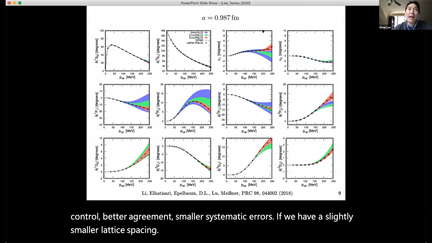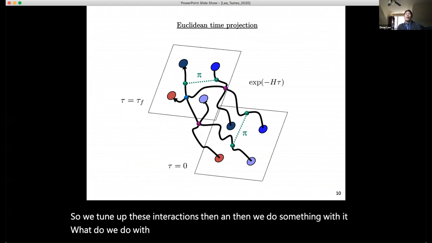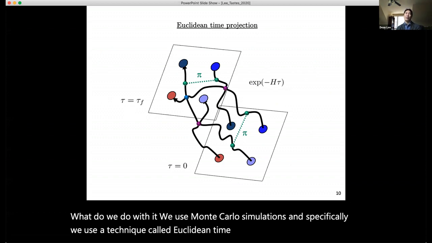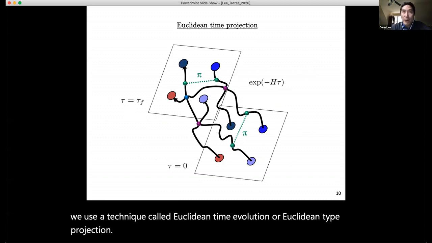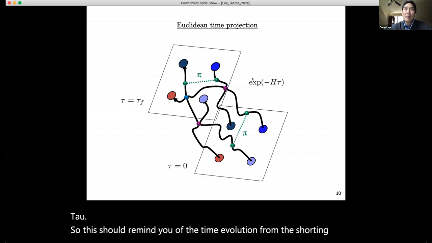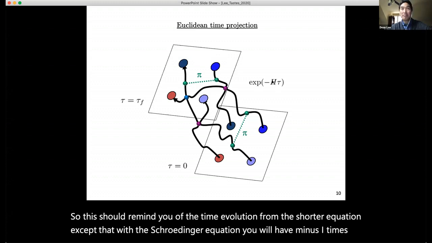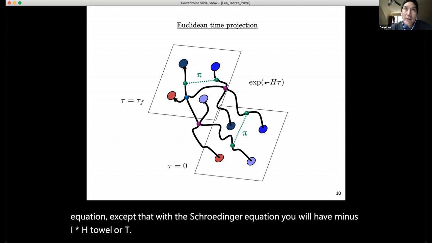So we tune up these interactions, and then we do something with it. What do we do with it? Well, we use Monte Carlo simulations, and specifically we use a technique called Euclidean time evolution or Euclidean time projection. What you do is the following. You take the exponential of minus H tau. This should remind you of the time evolution from the Schrodinger equation, except that with the Schrodinger equation, you will have minus i times H t. So I've removed the i, because we're not going to do real dynamics here.